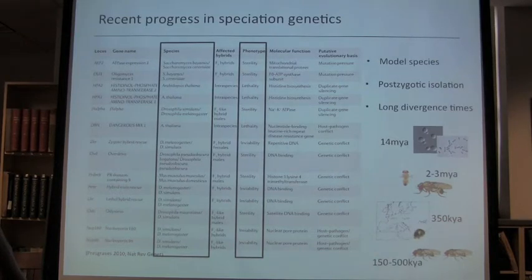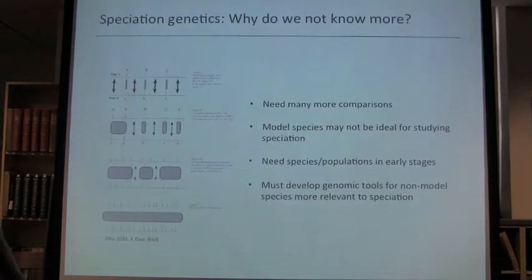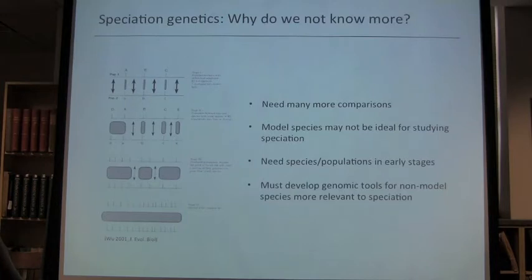So this is a really incomplete picture. I sort of alluded to this in the previous slide, but this is the reason why we don't know more. We need many, many more comparisons in order to get a complete picture of what's going on. Likely, there are different things going on in different systems, so studying a lot of different systems would be a good idea. Also, model species might not be ideal for studying speciation. They might have long divergence times.